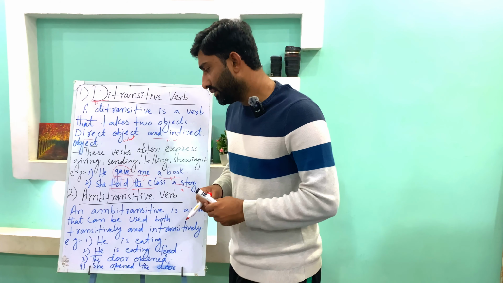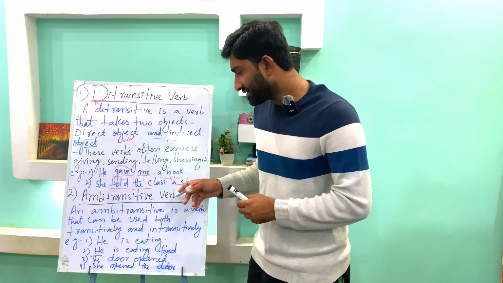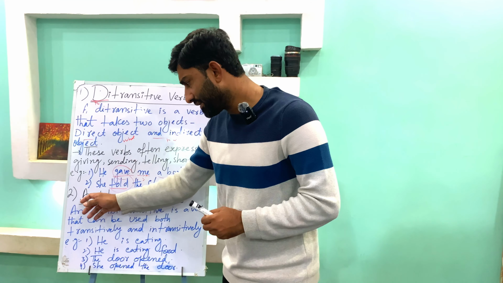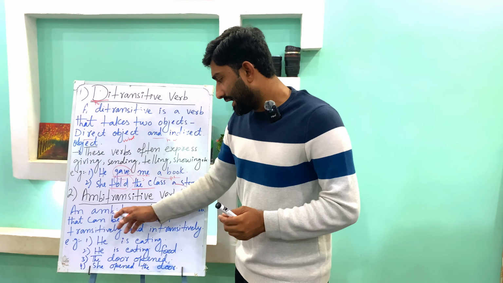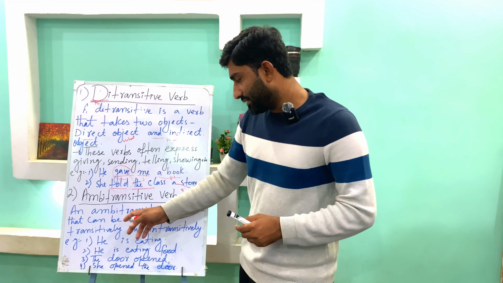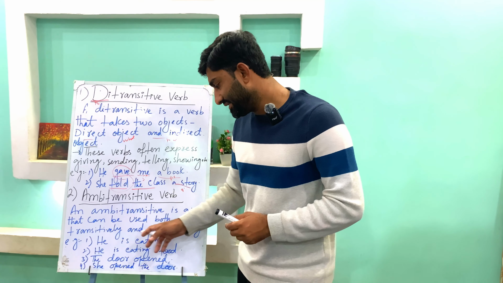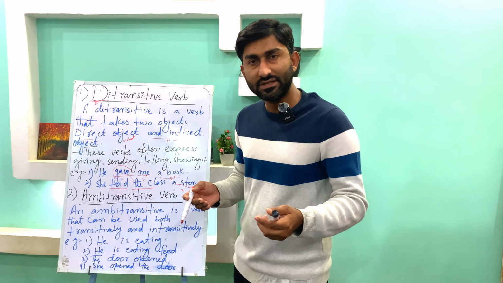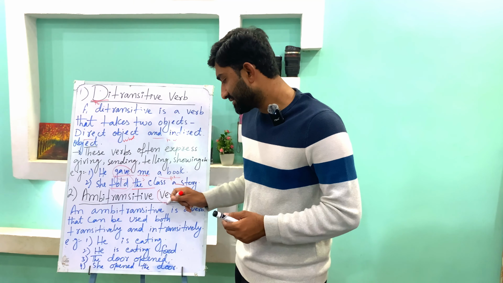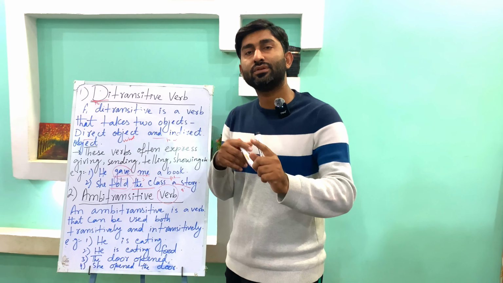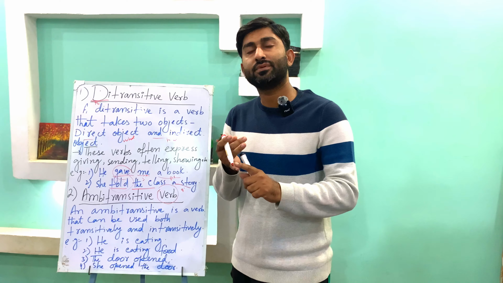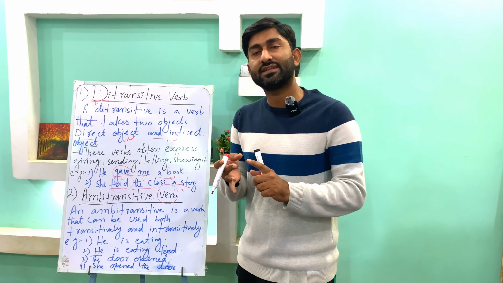Then let's look at now ambitransitive. What is ambitransitive? As the word ambi means both, right? And ambitransitive is a verb that can be used both transitively and intransitively. What does it mean? It means that we have some verbs which can be used in both ways. They can be used as a transitive verb and as an intransitive verb.